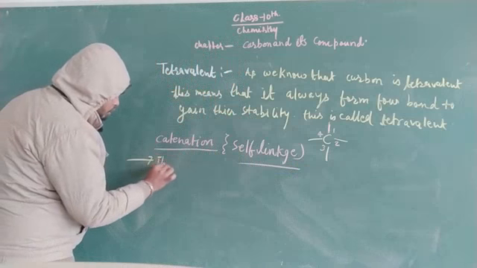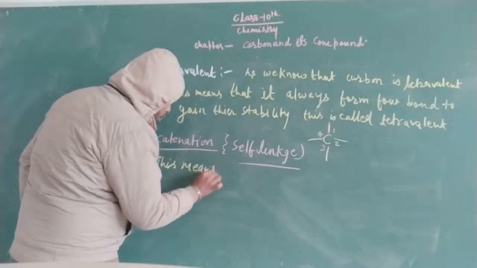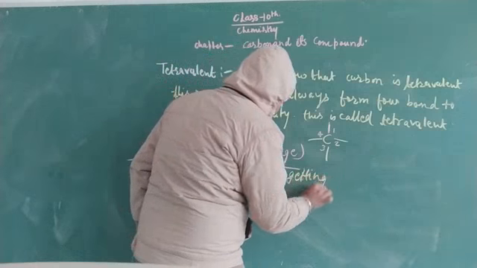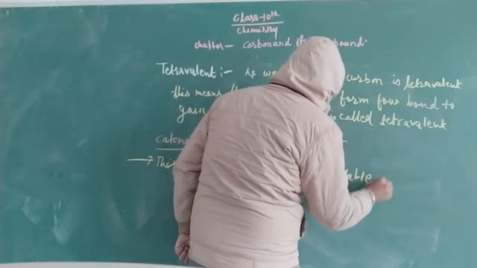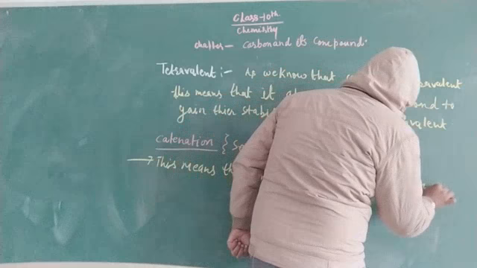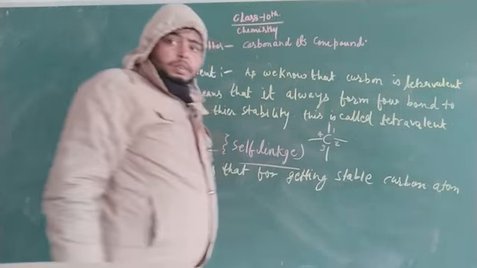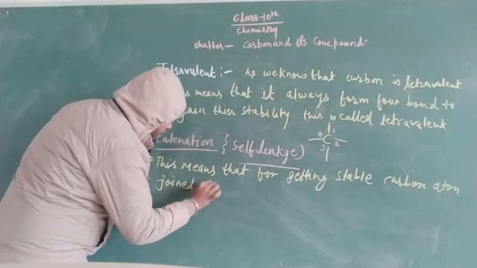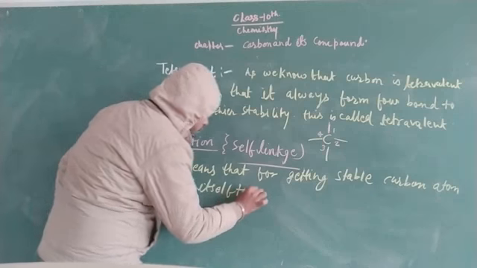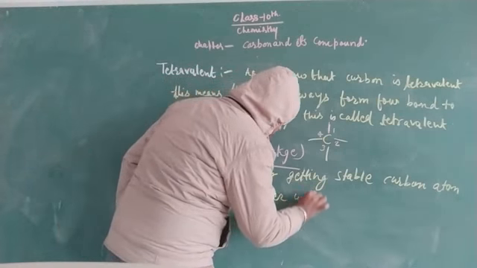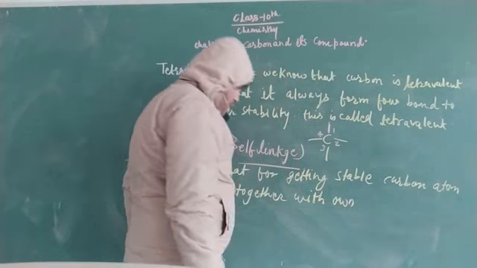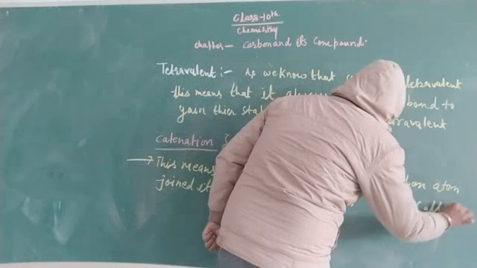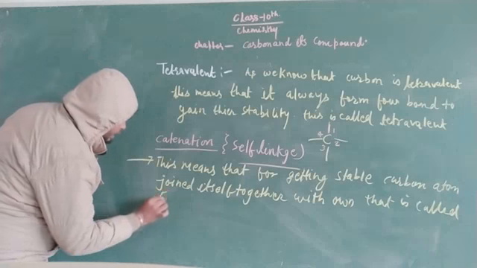This means that for getting stable, carbon atoms join themselves together. That is called catenation.